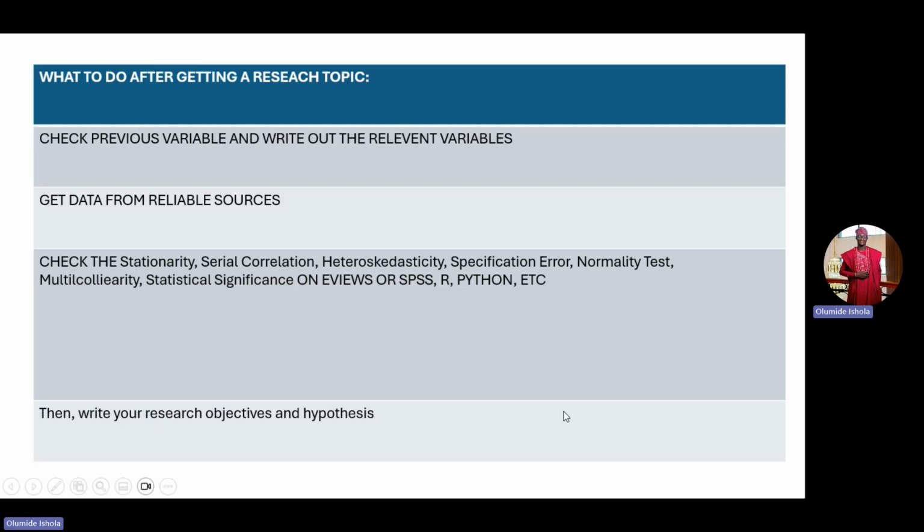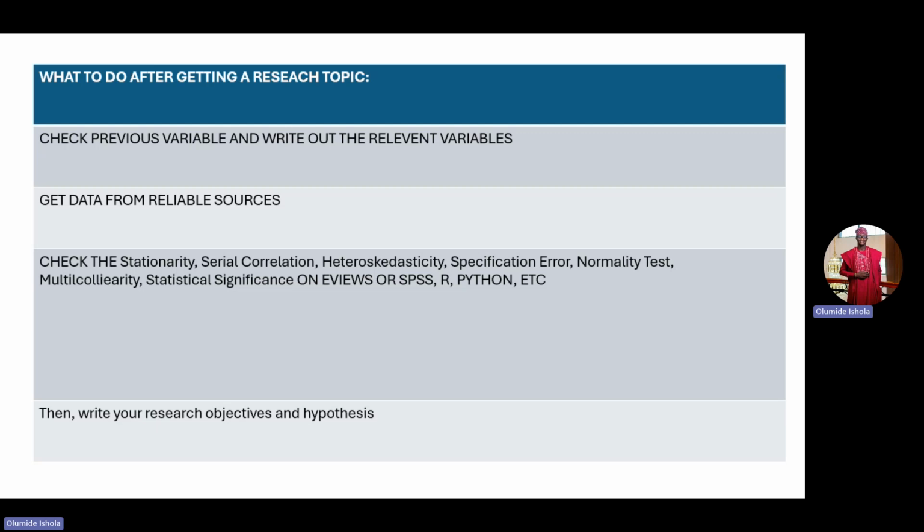So it says what to do after being given a research topic. Like I said earlier, you check previous variables and write out the relevant variables. That means you check previous variables from past literatures, all those literatures that have been written. You check them, you see what people have used before, and you narrow it down to what you are expecting or aiming to have in your project.